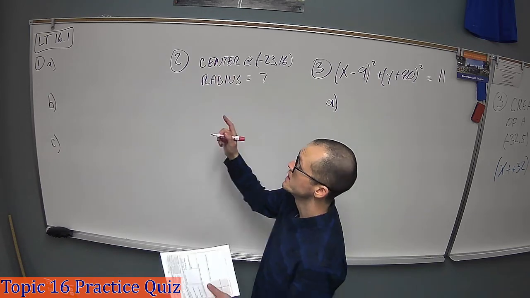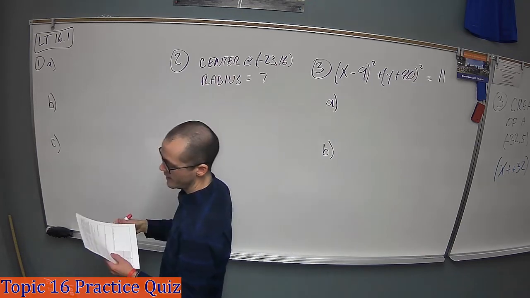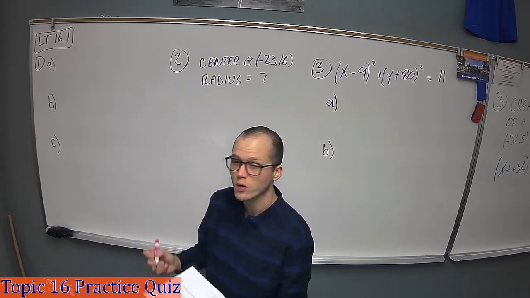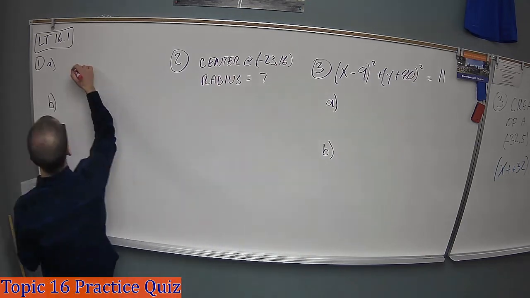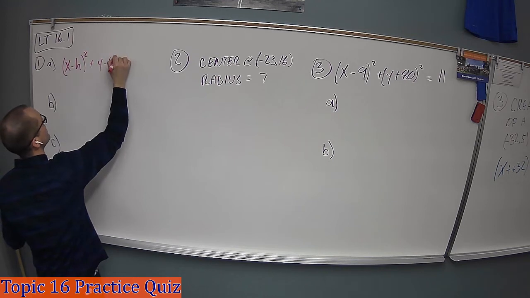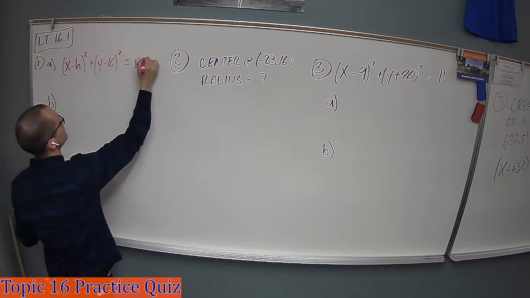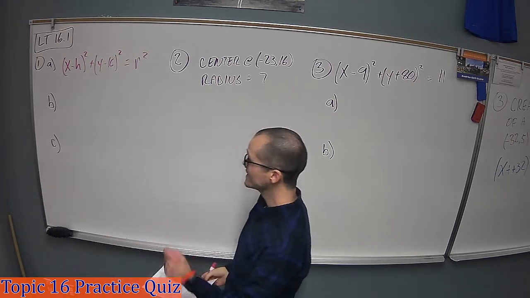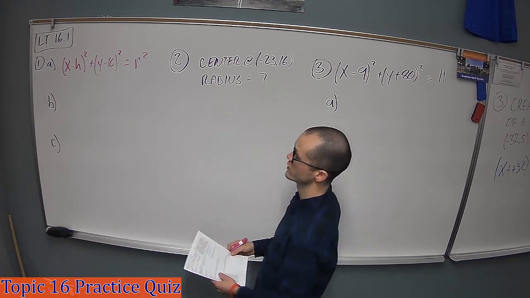Learning target 16.1, problem 1a. It says, what is the general form of the equation of a circle? That's the one where it's (x minus h) squared plus (y minus k) squared equals r squared. That's the general form of the equation of a circle.